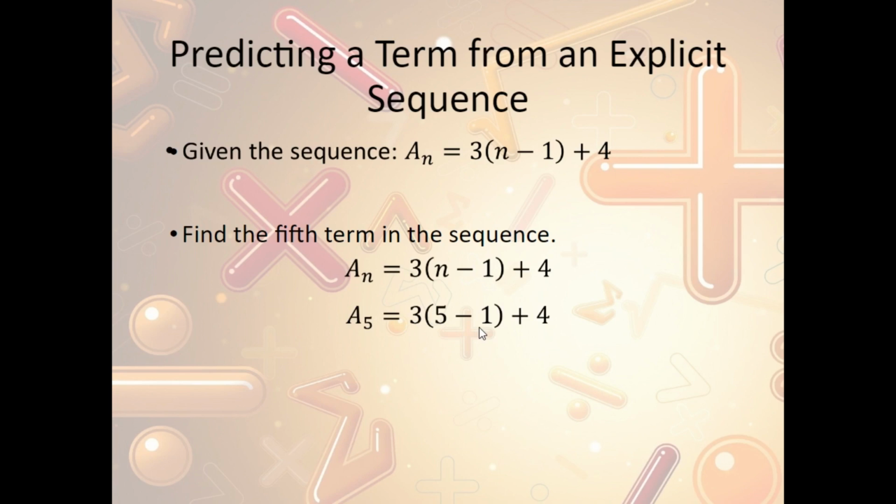So 5 minus 1 is 4. So we're left with 3 times 4 plus 4. Well, 3 times 4 is 12, plus 4 is 16. So the fifth term in that sequence would be 16.